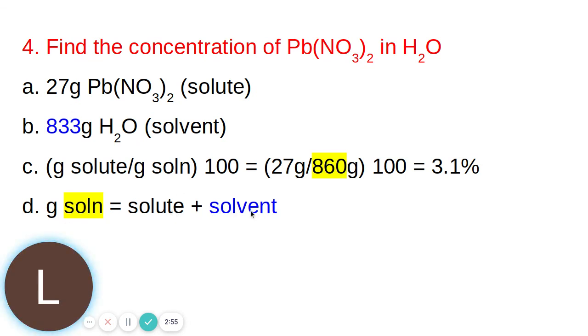You will never have the solvent number, which is usually going to be water, on its own. That water number should never show up in your equation by itself because you're always adding the solute to it. And that's about it.